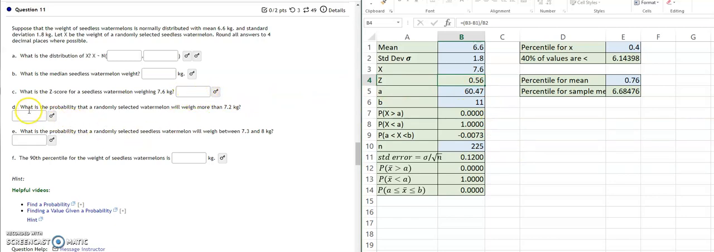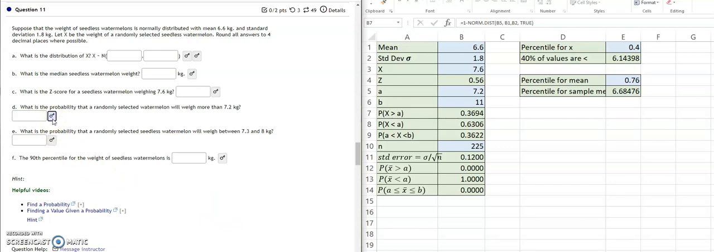The next thing we have is what is the probability that a randomly selected watermelon will weigh more than 7.2 kilograms. So as you can see here, A and B is when we're dealing with less than and greater than. So here we have a more than, and all the more than right here is dealing with A. So we need to change A here to be 7.2. And so we find the probability that the watermelon weighs more than 7.2 is going to be 0.3694, which is the answer we get here.